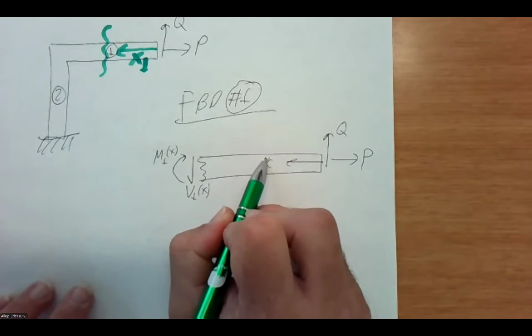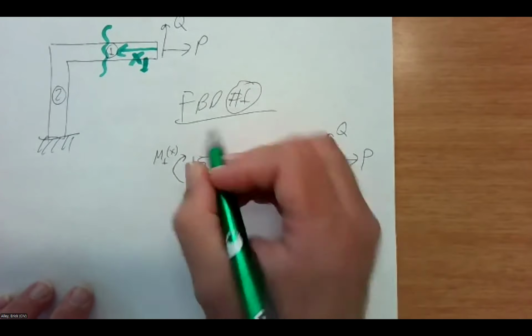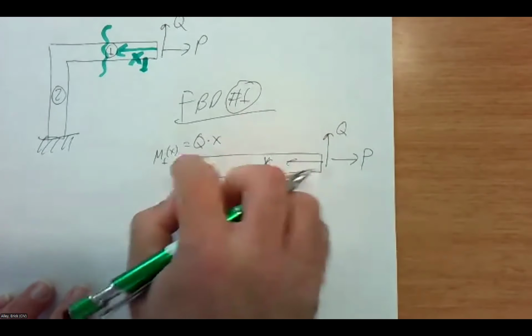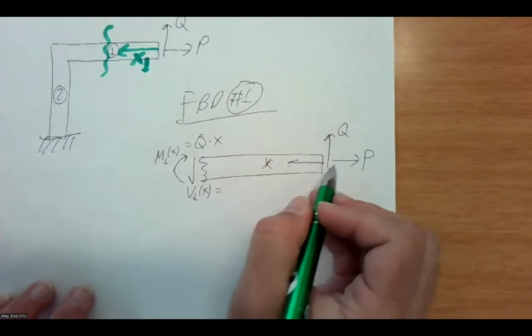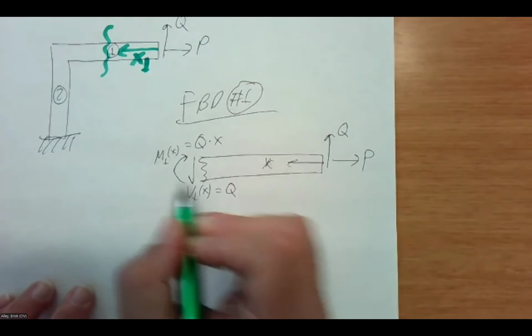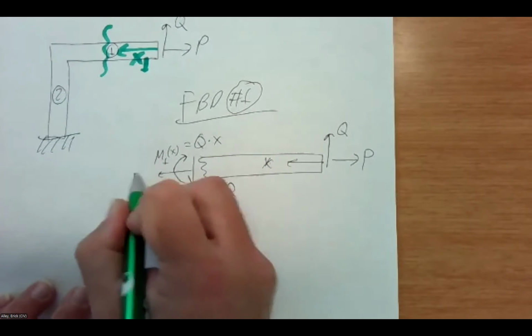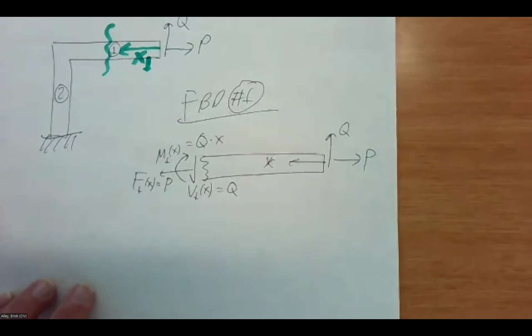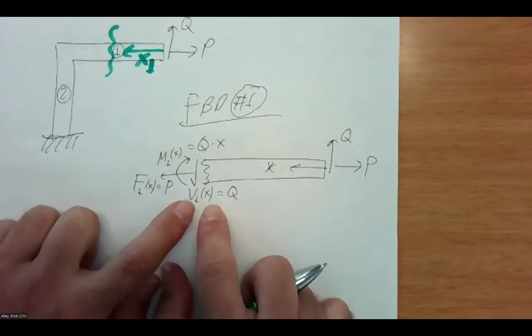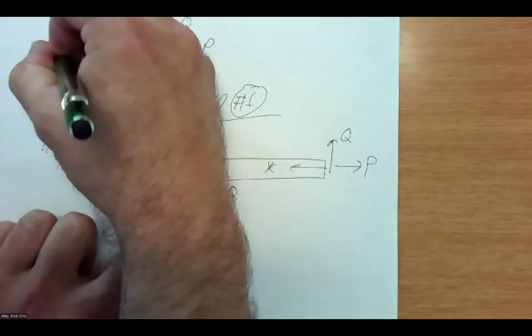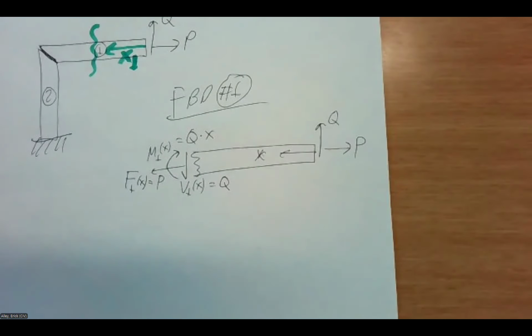So in this case, I could say that M1 of X is just Q times X. It's the transverse load times that distance. And then V1 of X is going to be equal to Q also. And I'll put an F1 of X, an axial force, as well. That's just going to be equal to P. Now, V we don't usually use in the energy, but it's important because we have to hand it off when we get to this other beam out here.